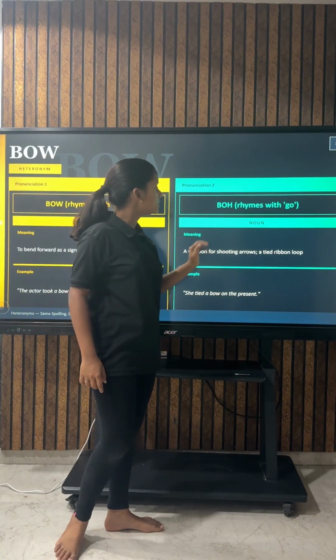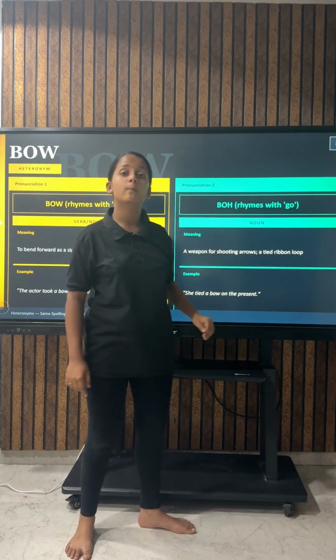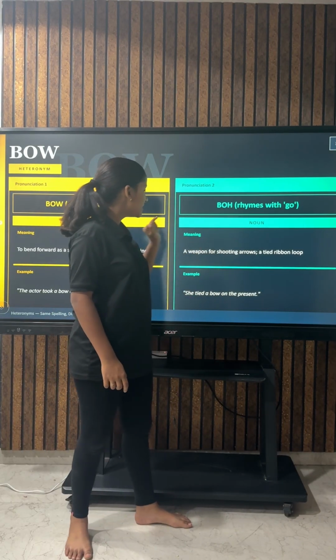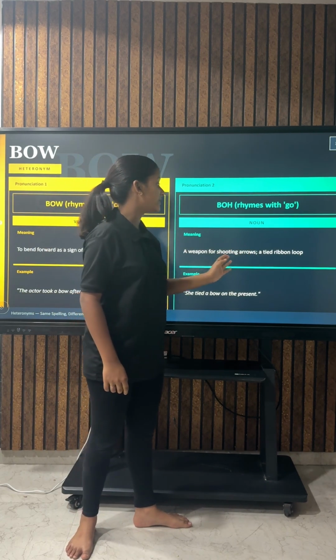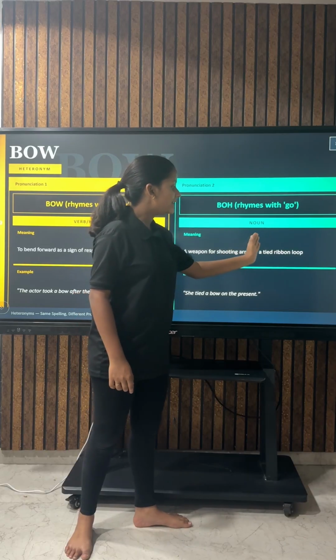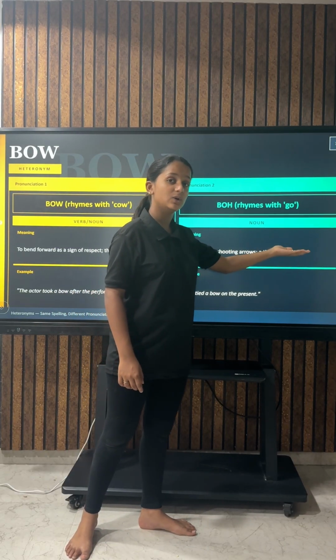Then pronunciation 2 is bow, B-O-H, which rhymes with go. It is a noun. The meaning is a weapon for shooting arrows, or a tied ribbon loop. It has different meanings, including a tied ribbon loop.